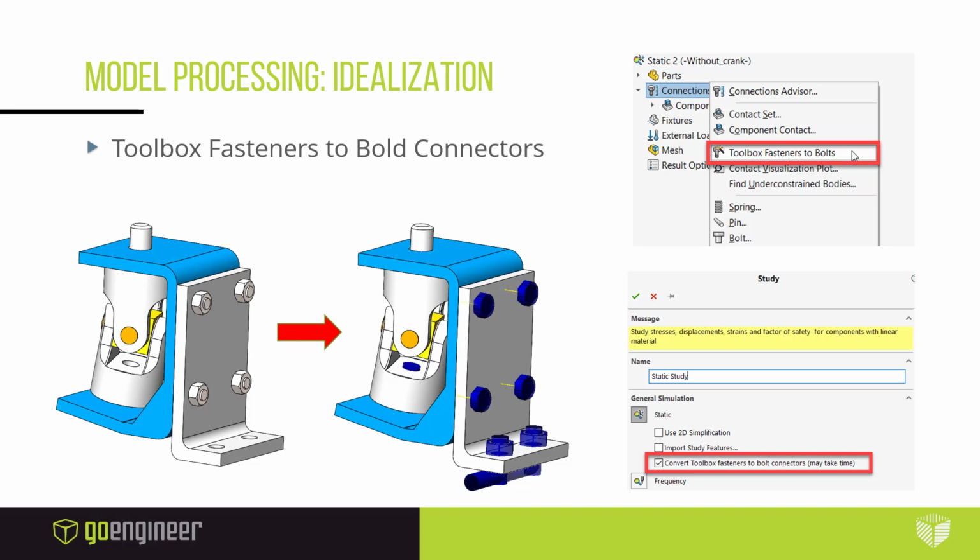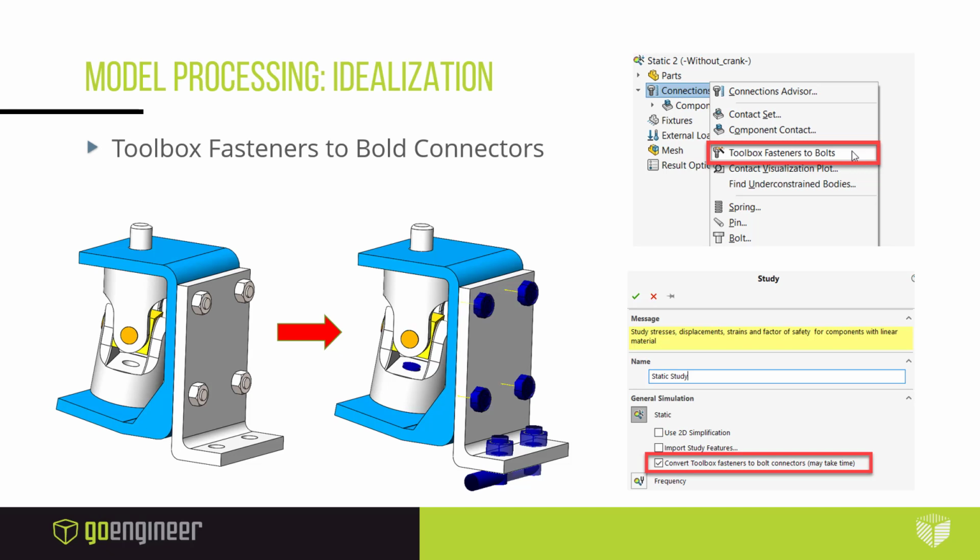Since the conversion tool maps specific metadata for each toolbox component to the simulation feature, only official toolbox components are supported. This conversion tool is simple and only requires one click to implement. After the connectors are generated, one can review or edit their options and settings as regular bolt connector features within the simulation design tree afterward.